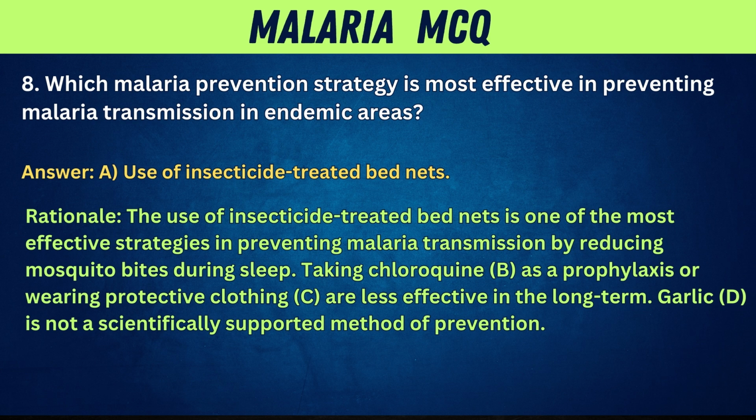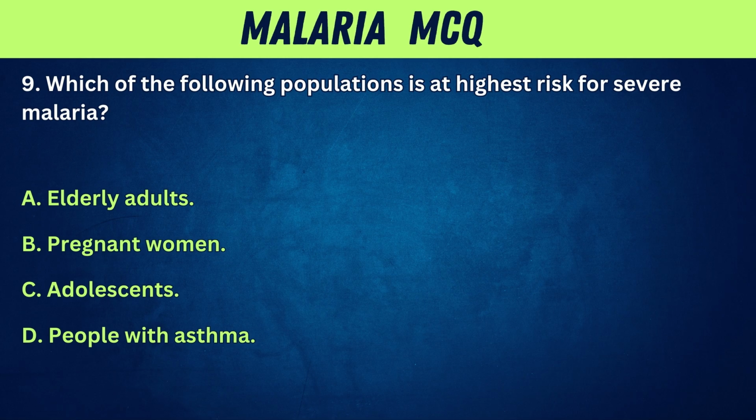Garlic, D, is not a scientifically supported method of prevention. 9. Which of the following populations is at highest risk for severe malaria? A. Elderly adults. B. Pregnant women. C. Adolescents. D. People with asthma.